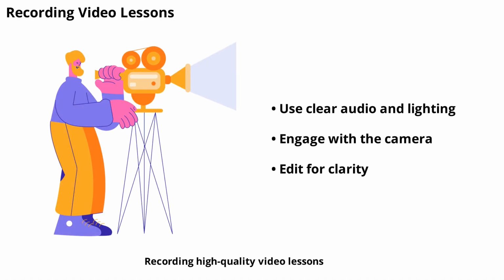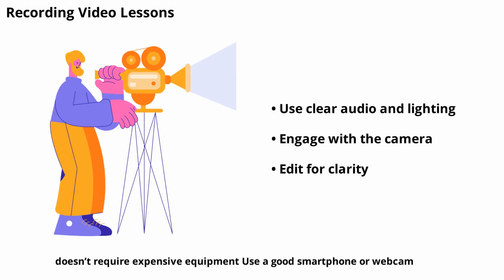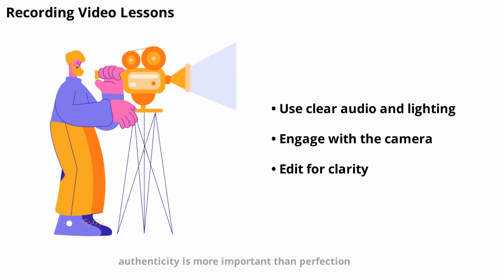Recording high-quality video lessons doesn't require expensive equipment. Use a good smartphone or webcam, and make sure you have adequate lighting and clear audio. Choose a quiet location and minimize background distractions. Speak clearly and maintain eye contact with the camera to engage your audience. You can use slides, screen recordings, or demonstrations to illustrate key points. Remember, authenticity is more important than perfection. Once you've recorded your videos, you can edit them for clarity and flow.